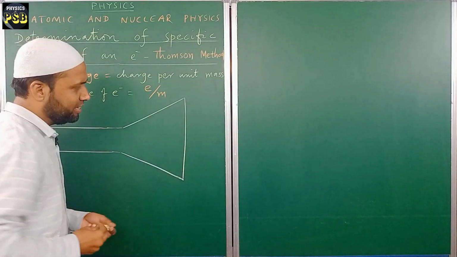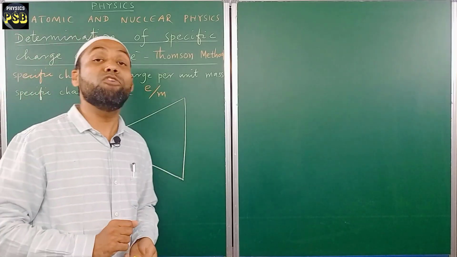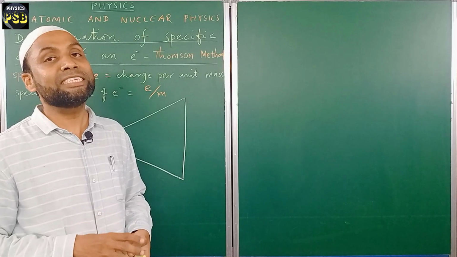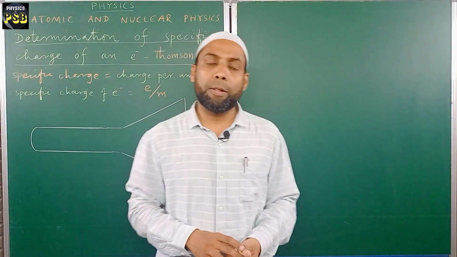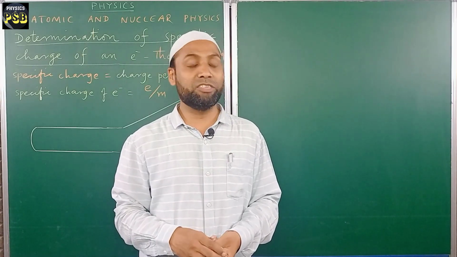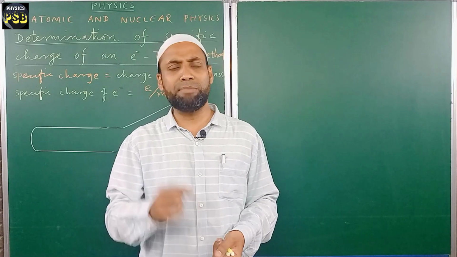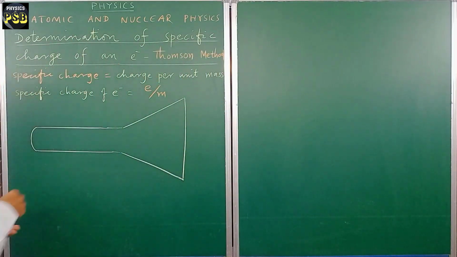This is a flat end. The inner surface of this flat end is coated with some fluorescent material like zinc sulfide. We know whenever a cathode ray, electron beam or some rays fall on fluorescent material, it produces light. So the same thing happens here as well.